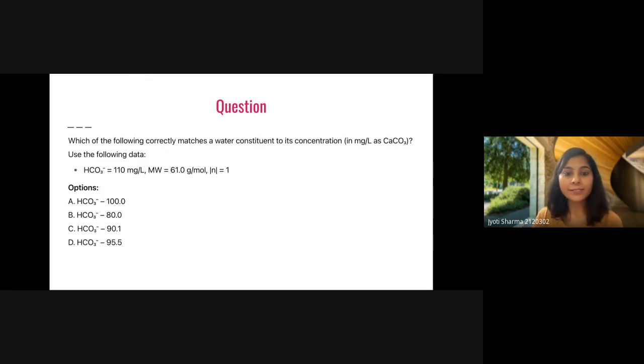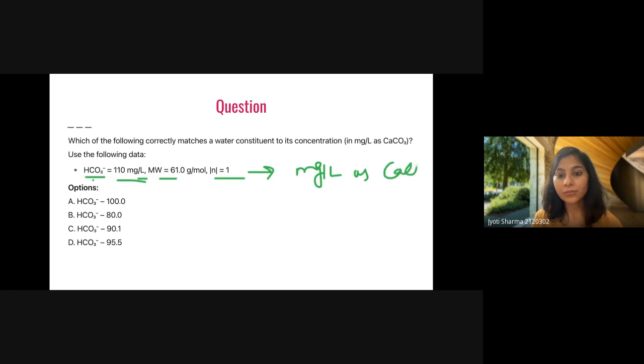Okay, the next is, we have carbonate, bicarbonate, and bicarbonate is in the form of mg per liter. Molecular weight is also given, charge is also given. Then can you calculate this in mg per liter as CaCO3? So that will give you the right answer. So this is mg per liter as CaCO3, and this is your carbonate. Can you match the right?